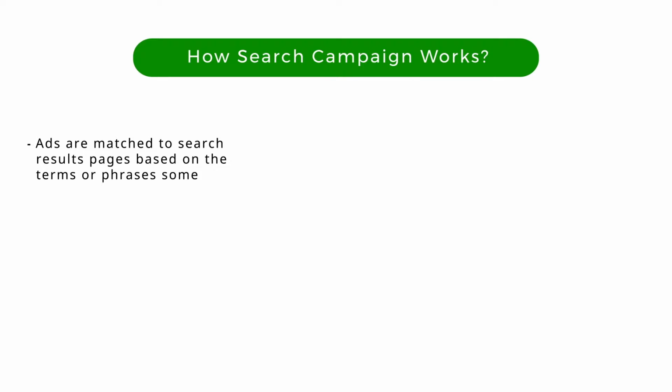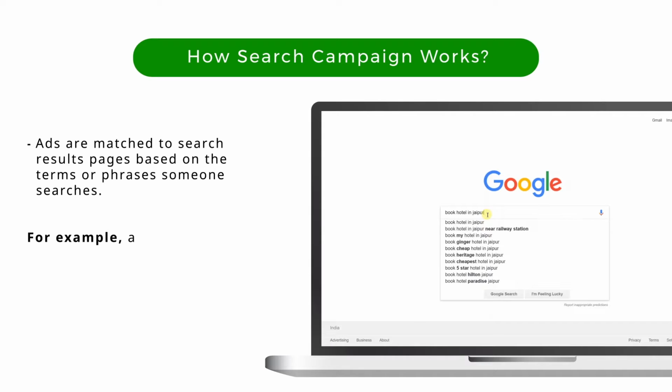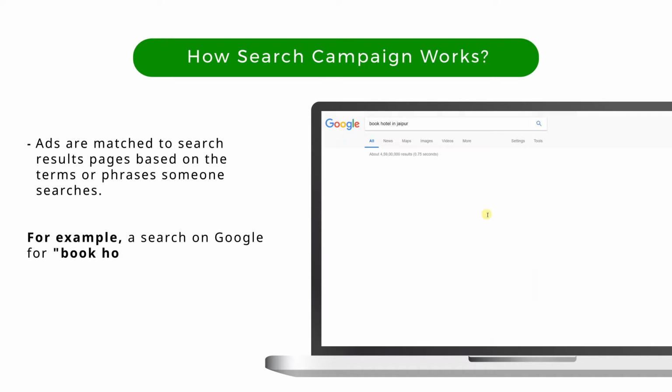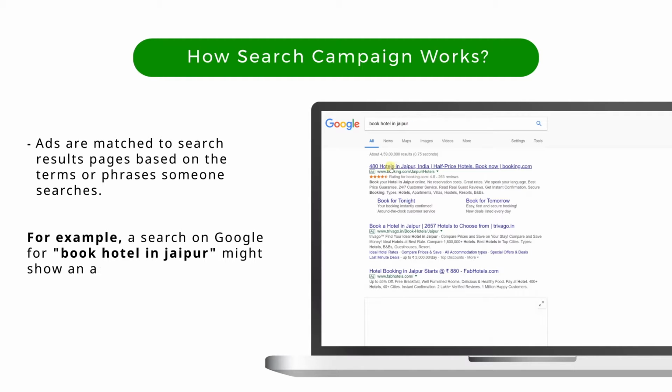How search campaign works. Ads are matched to search results pages based on the terms or phrases someone searches. For example, a search on Google for book hotel in Jaipur might show an ad that uses that phrase as a keyword.